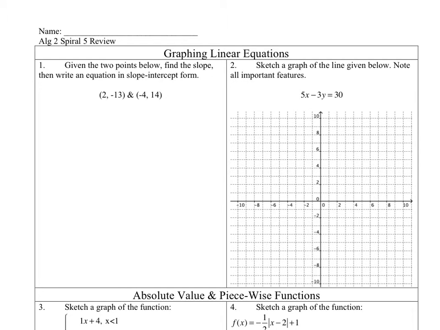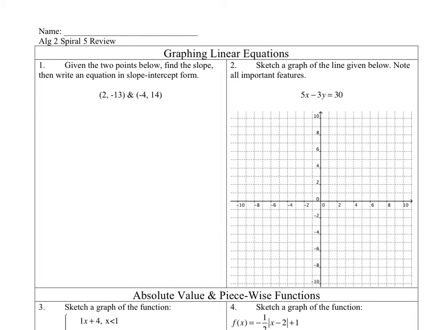Yar me hearties, shiver me timbers, this be the spiral review for spiral 5. First up, we have to graph some linear equations. Given 2 points, I've got to find the slope, and then write an equation in slope-intercept form.